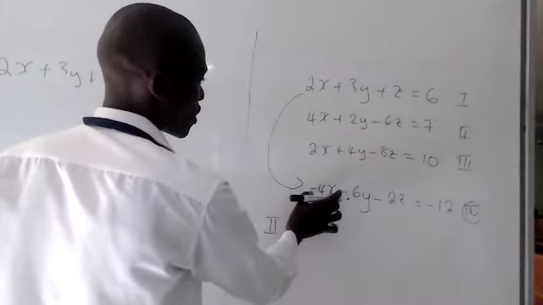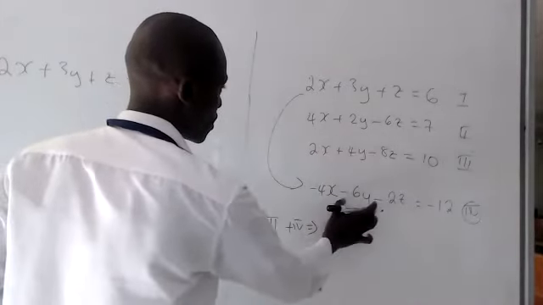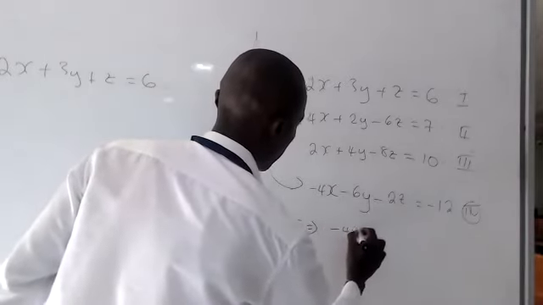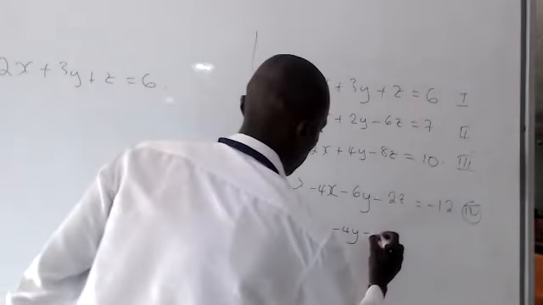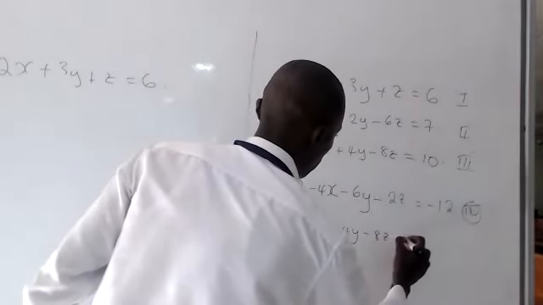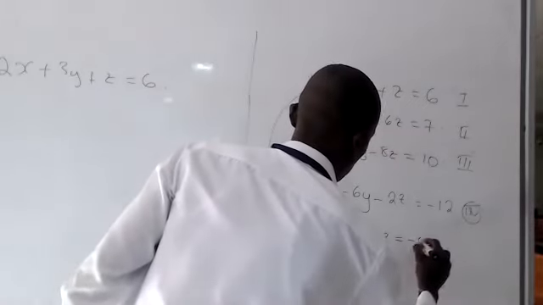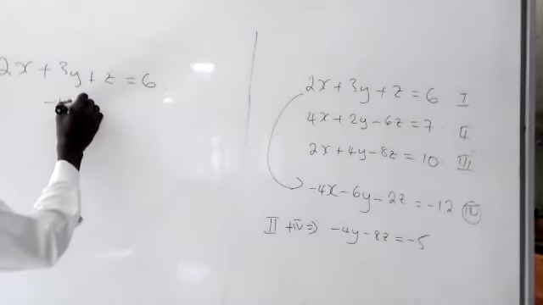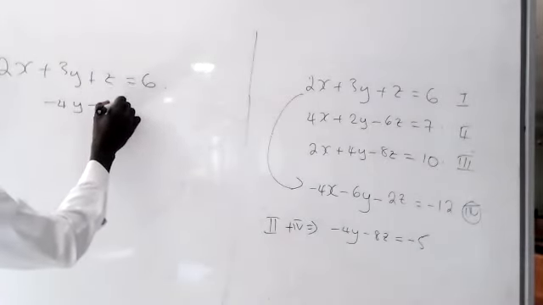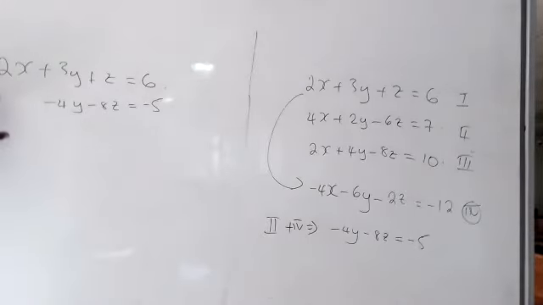4x minus 4x, that's 0. 2y minus 6y, that is minus 4y. Minus 6z minus 2z, that is minus 8z, should be equal to 7 minus 12, that is minus 5. So I now have a second equation, minus 4y minus 8z is equal to minus 5. And my second equation does not have an x variable.